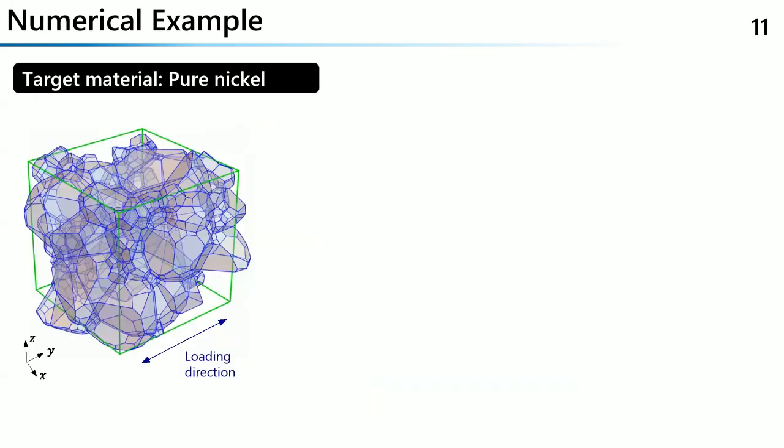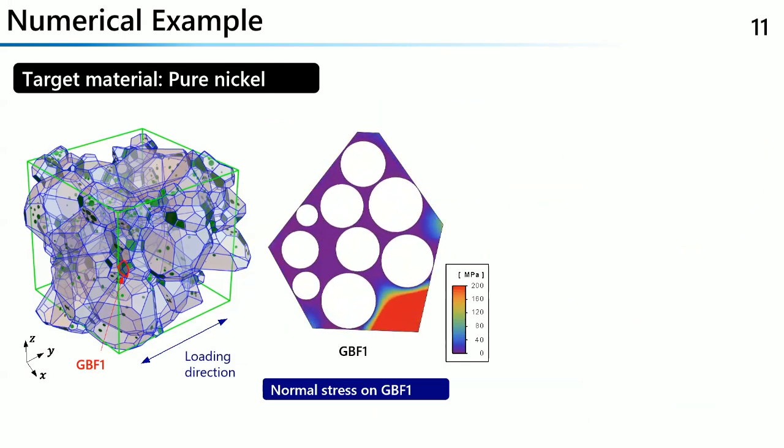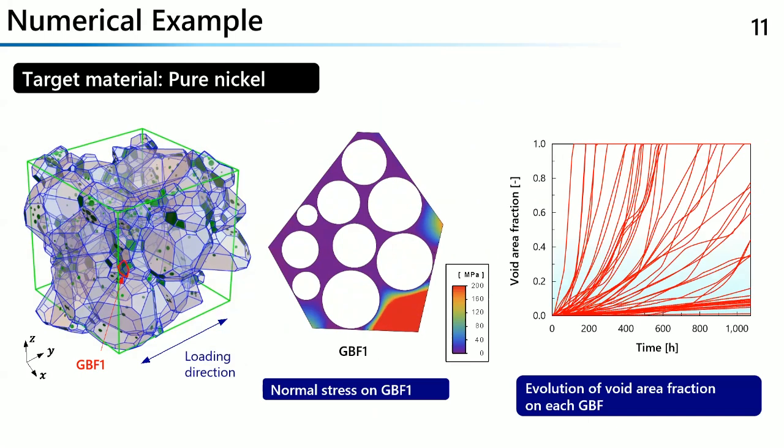And this slide shows a numerical example of the developed model. We can see the void nucleation growth behavior in this polycrystalline structure like this. And of course, we evaluate the normal stress distribution on each grain boundary facet, so we can visualize it like this. And because of the probabilistic nature of the developed model, we can see realistic scatter in evaluation of the void area fraction in each grain boundary facet.